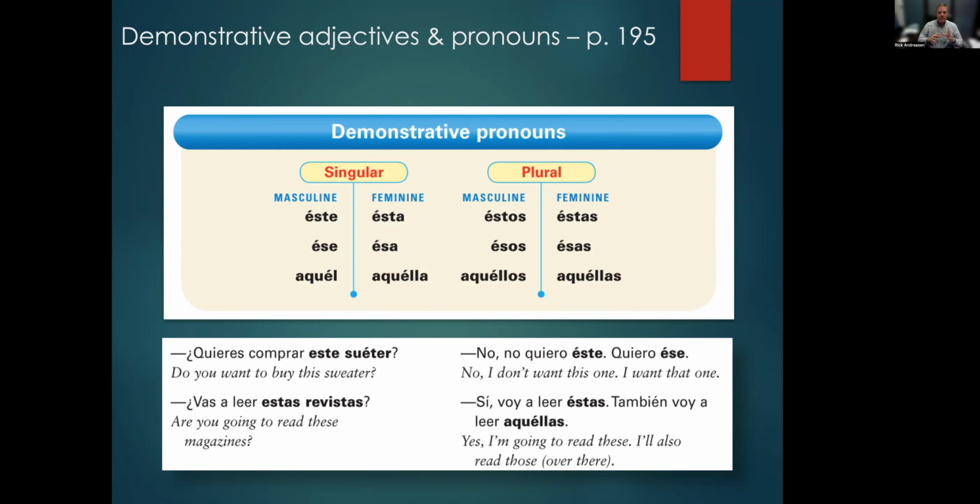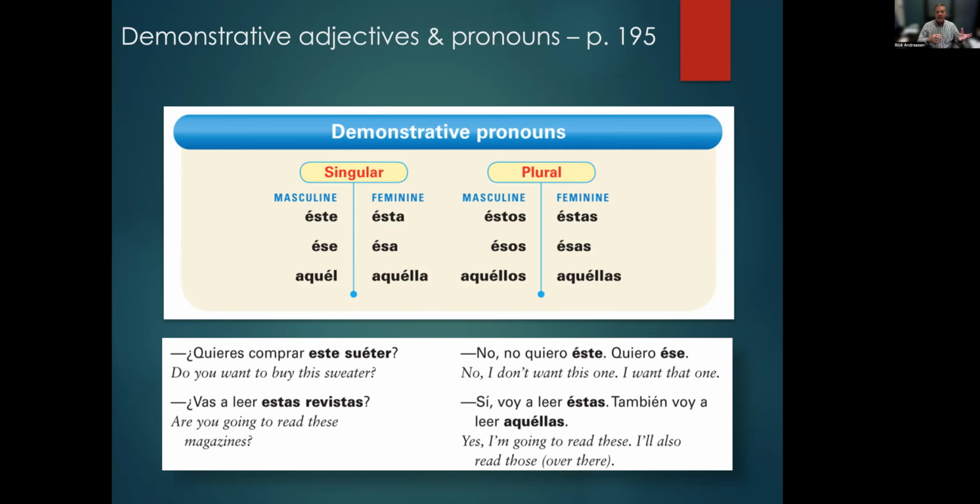Okay, so let's look at this example. ¿Quieres comprar este suéter? No, no quiero este, the one right here. Quiero ese. I want that one. So those are pronouns. We're not repeating the word sweater in the answer, so those are taking the place of sweater. In the first one, ¿Quieres comprar este suéter? There's no accent. It's used with the noun, so it's an adjective. In the second one, both este with the accent and ese with the accent are taking the place of sweater, so now they are pronouns.